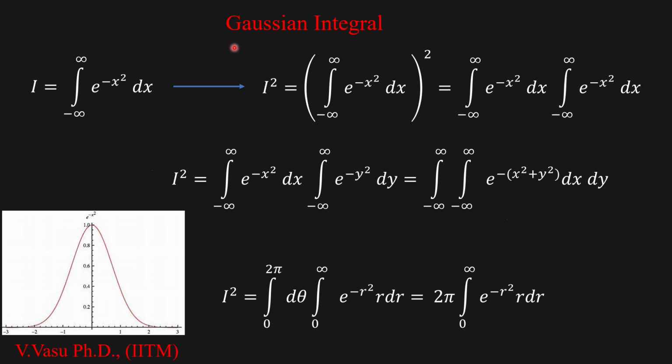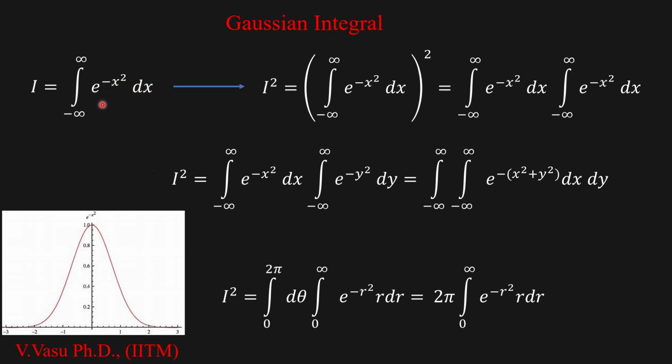Today we are going to deal with the Gaussian integral. We are going to use this Gaussian integral frequently to solve quantum mechanical problems, so it is a very important integral. Let us say I is equal to the Gaussian integral, which is equal to the integral from minus infinity to plus infinity of e to the power minus x squared dx.